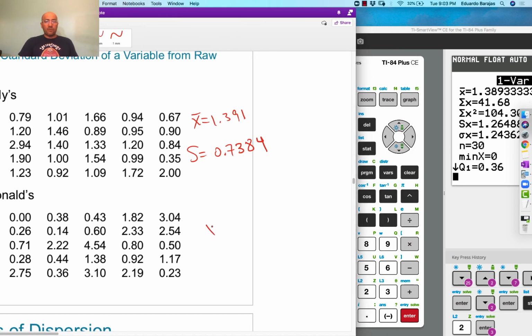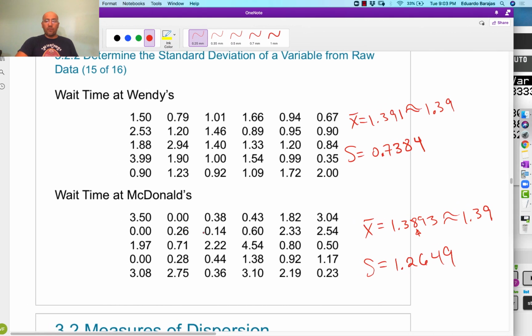So now for McDonald's, x bar is 1.3893. So it's approximately close to 1.39, kind of rounds to 2 decimal places to the 9. And this one, again, rounds to 1.39, so they're basically the same mean. But the sample standard deviations are very different. For this one, we get approximately 1.2649. For this one, we get 0.7384.